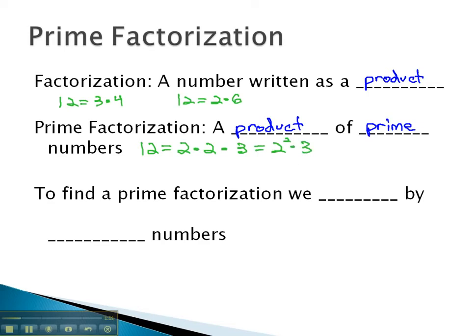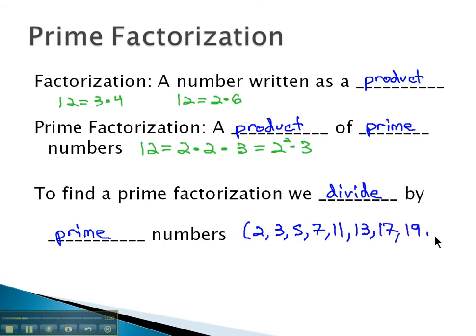The way we find this prime factorization is we divide by prime numbers. And you'll remember that prime numbers are divisible only by 1 and themselves: 2, 3, 5, 7, 11, 13, 17, 19, and they keep going. Those are all of them that are smaller than 20 at least.